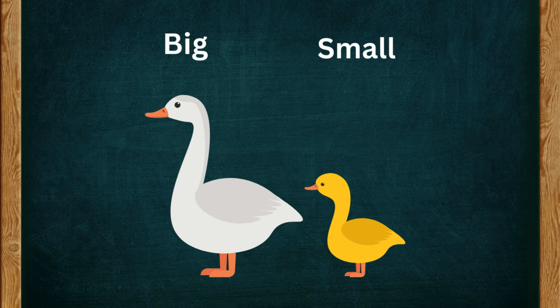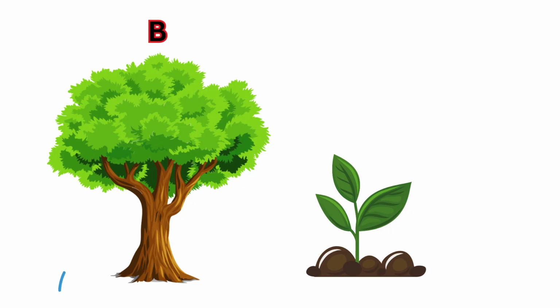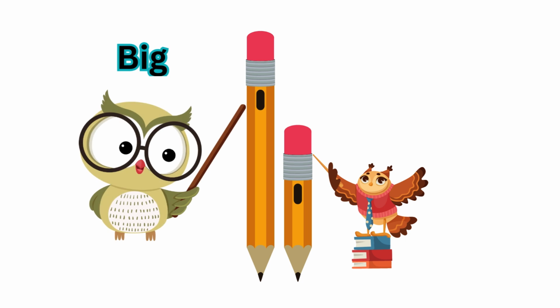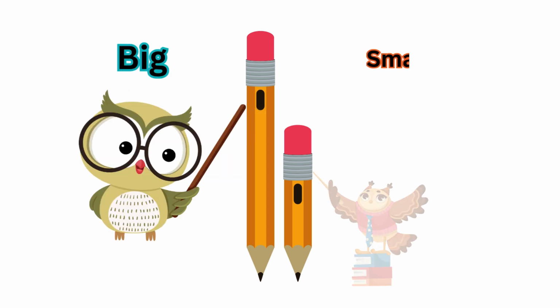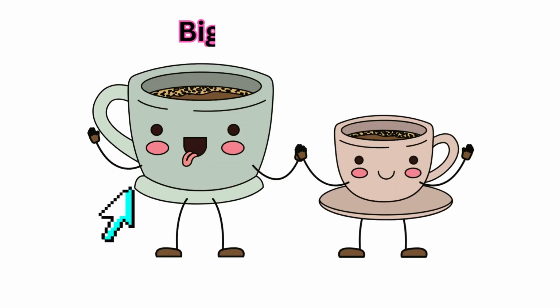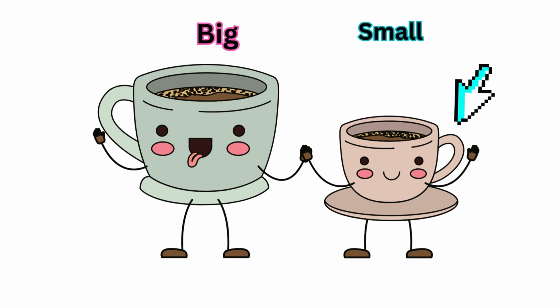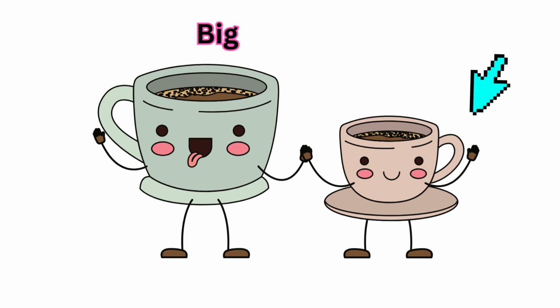Big and small. Duck is big and duckling is small. The tree is big. And the plant is small. This is a big pencil. And this is a small. Big cup. And this one is a small cup.